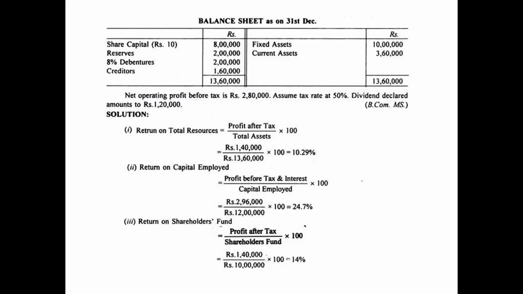Now return on shareholders' funds. So profit after tax divided by shareholders' fund. So again, profit after tax, deducting tax, this is how much you get, and total shareholders' fund is 10 lakhs, that is share capital plus reserves. 10 lakhs into 100, you get the ratio, right?